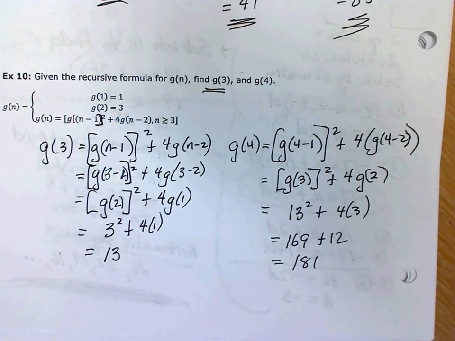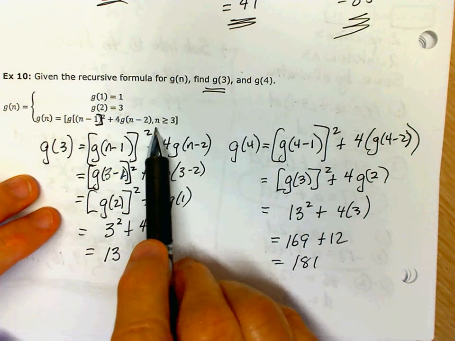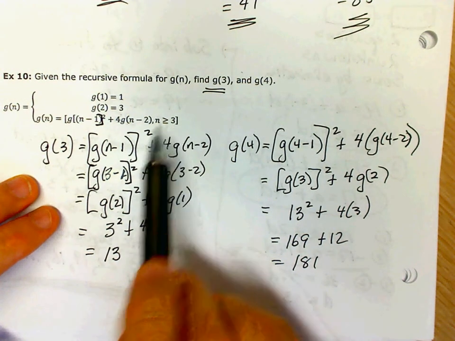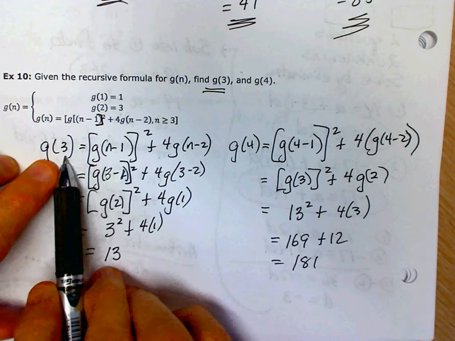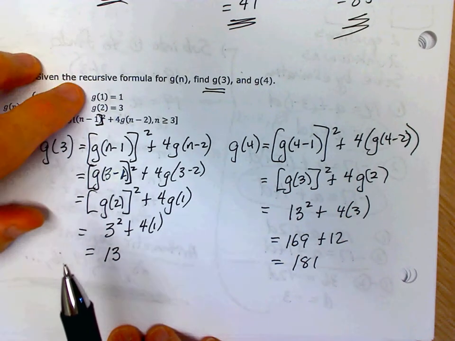See, notice the restriction is n is greater than or equal to 3. So we start calculating the third term because g1 and g2 are given.